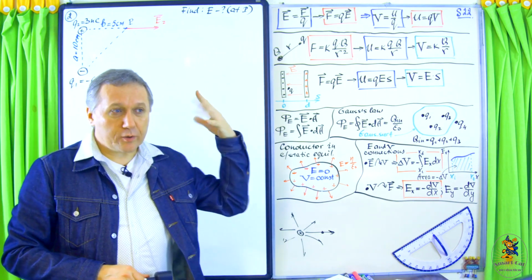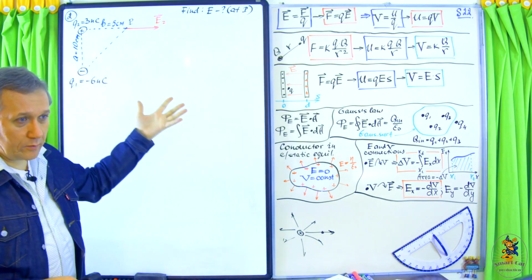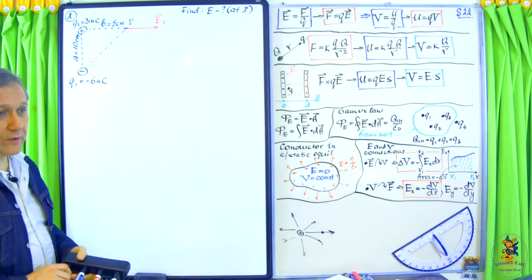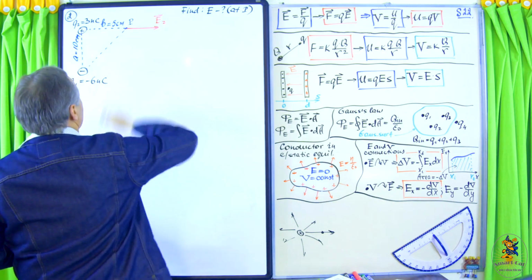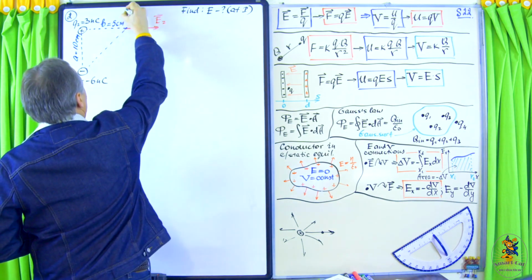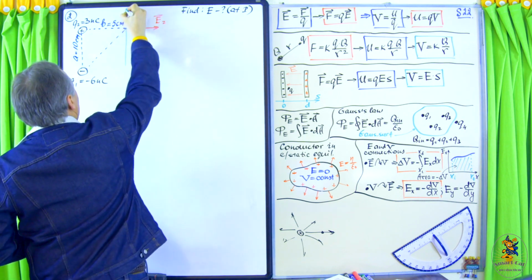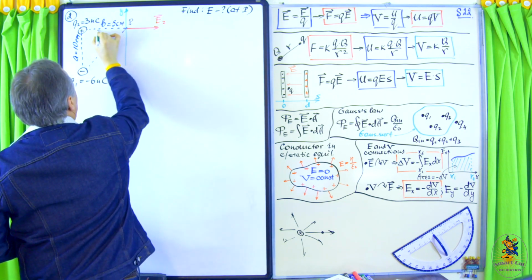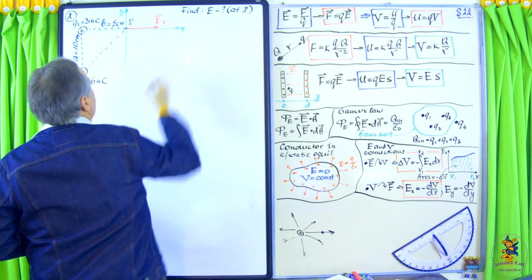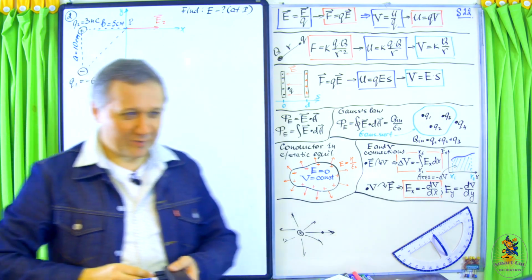Sorry. You can position the origin anywhere you want. In this problem, I think the most convenient origin is at the point where we want to find the value of the electric field. So let's say this is Y, and let's say this is X. Okay, now I feel much better.